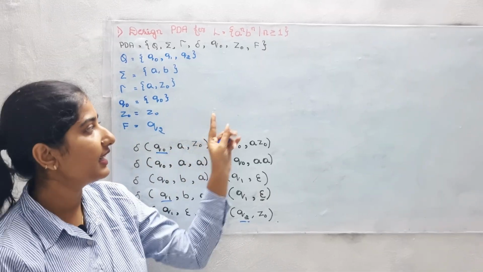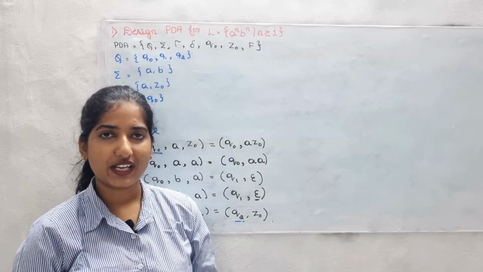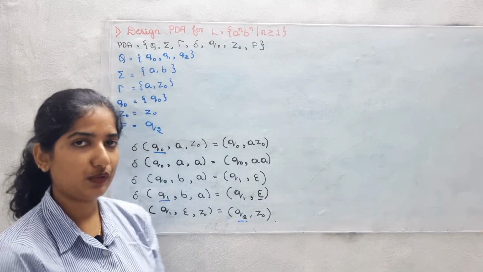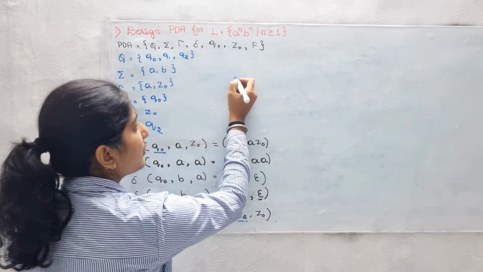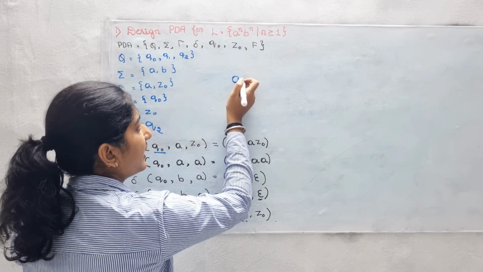Now let us write the transition diagram. How to write this transition diagram? We have to take the initial state, right? So which is the initial state? Q0 is the initial state.